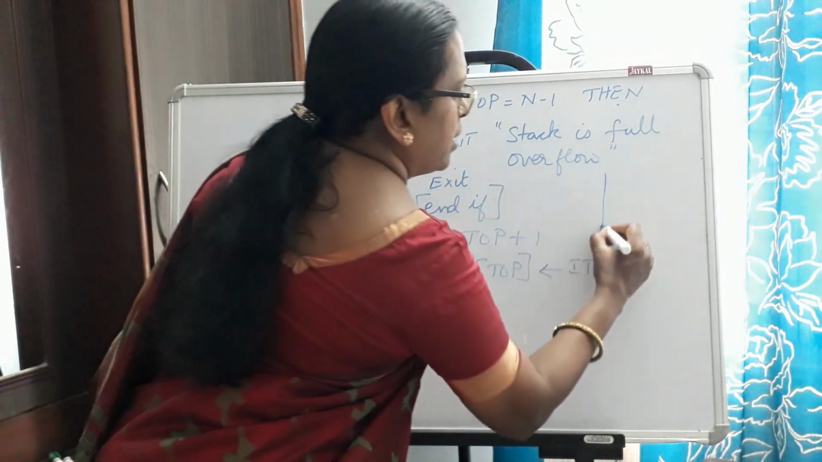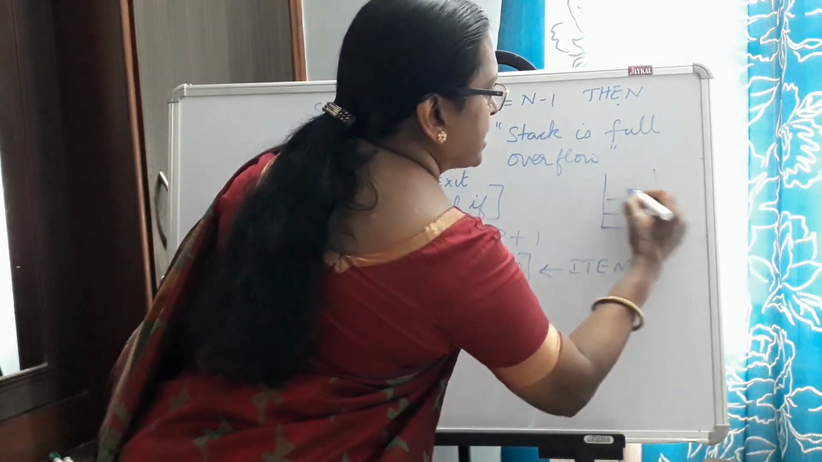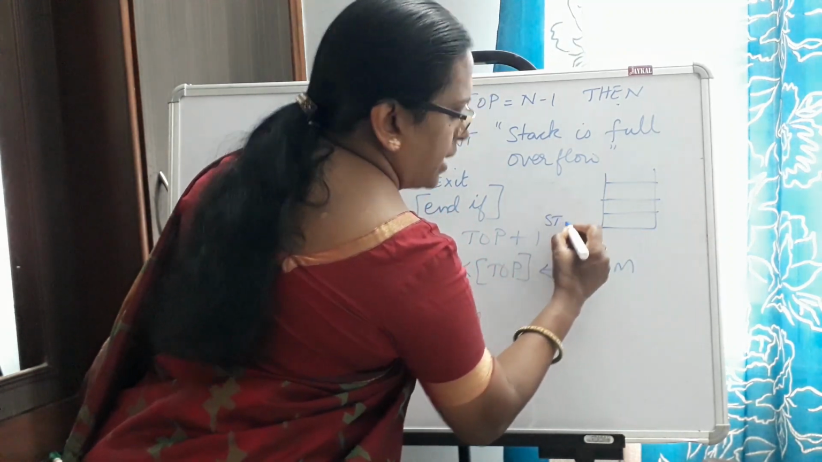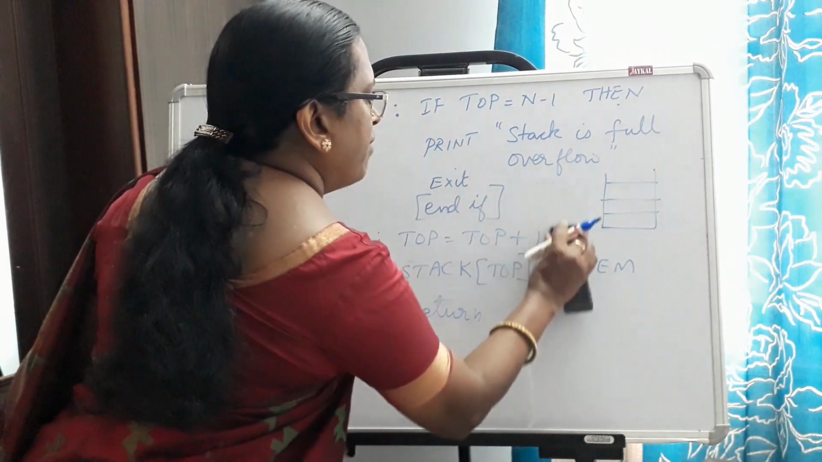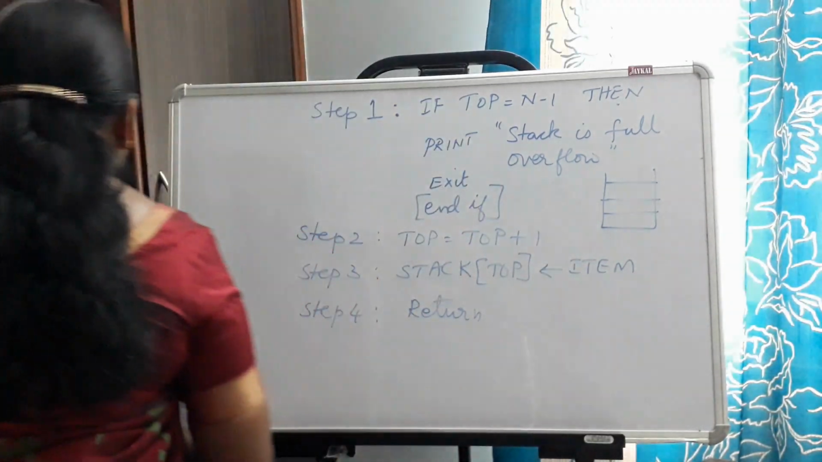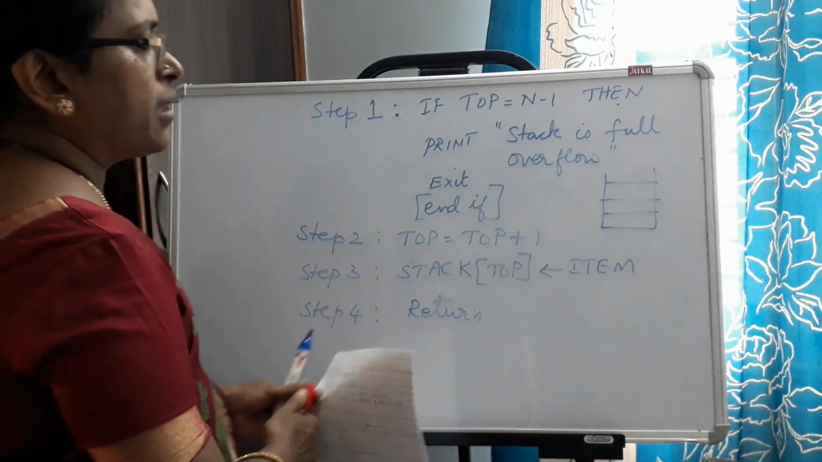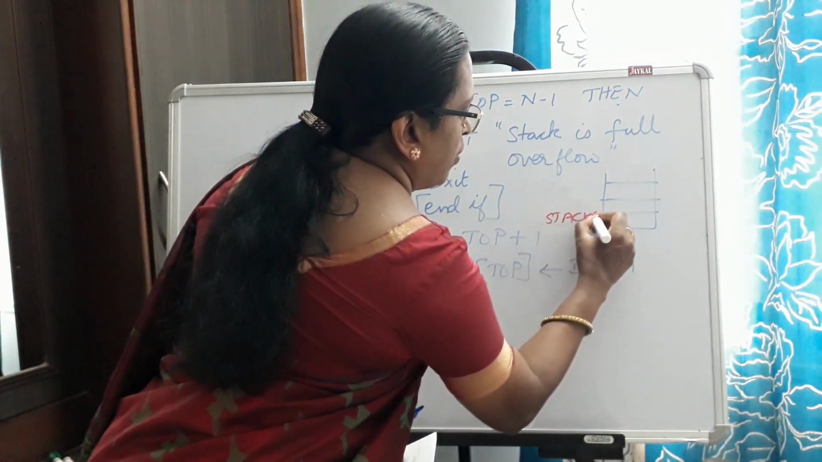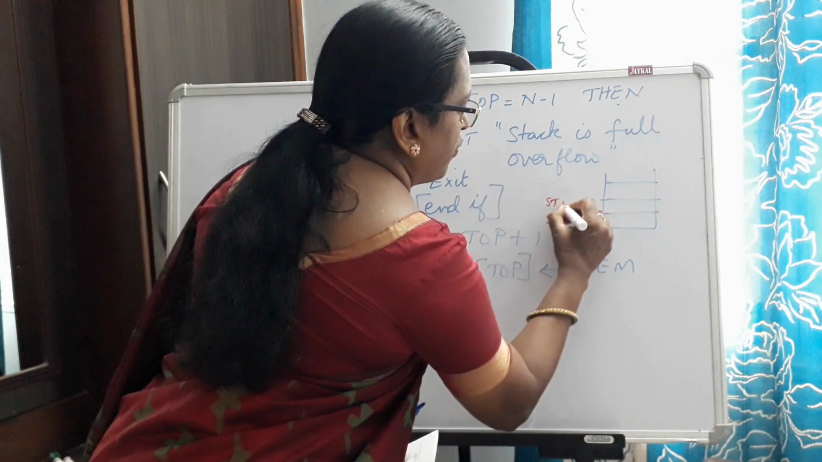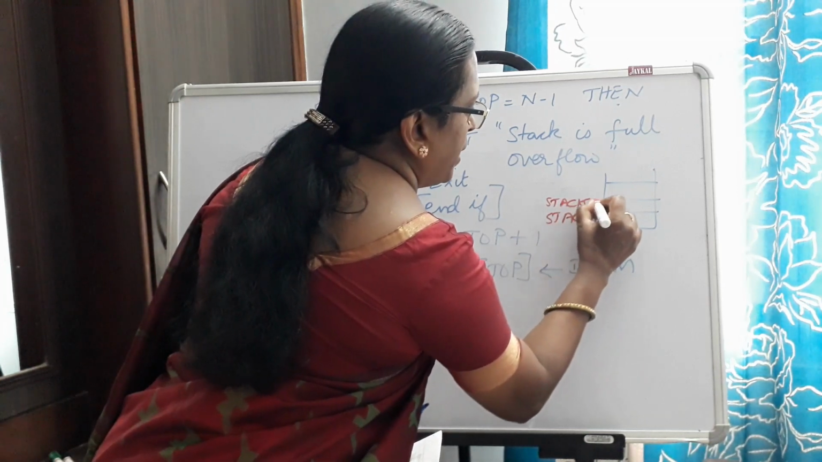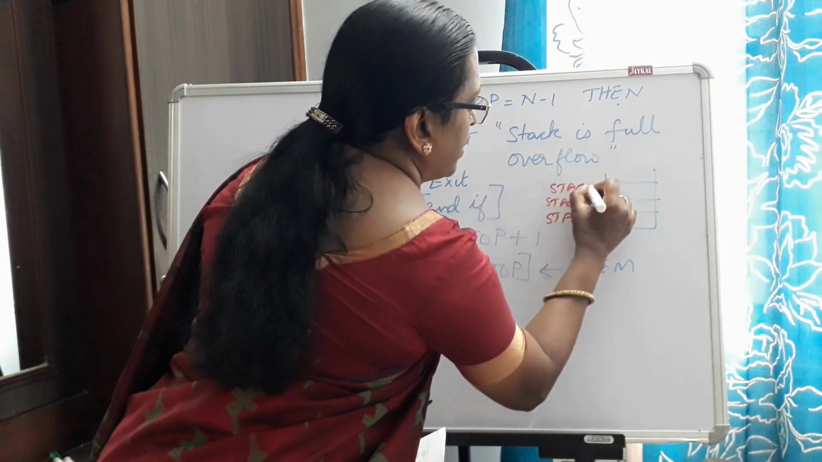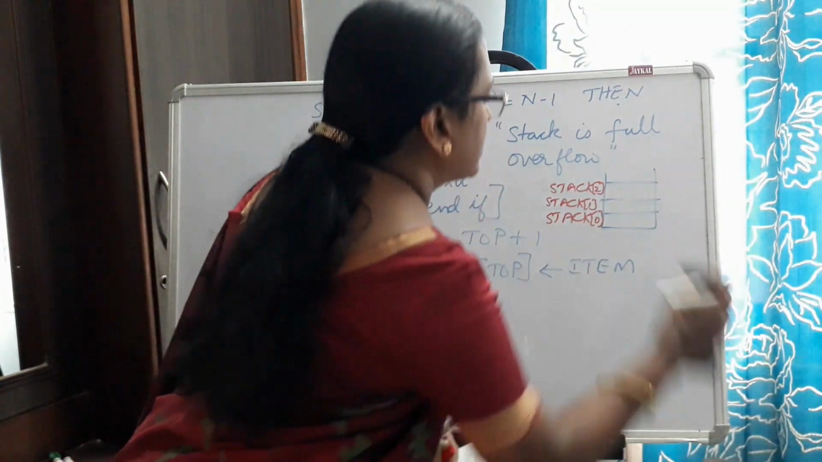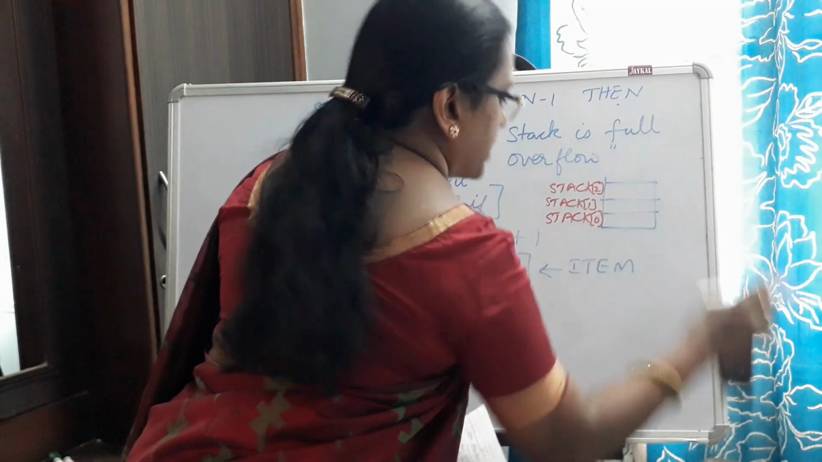Suppose this is the stack, and my stack size is 3. Then I will not be able to insert another element because it is a static representation of stack. Stack of 0, then stack of 1, and stack of 2, if the array size is 3. So this is the representation in array.